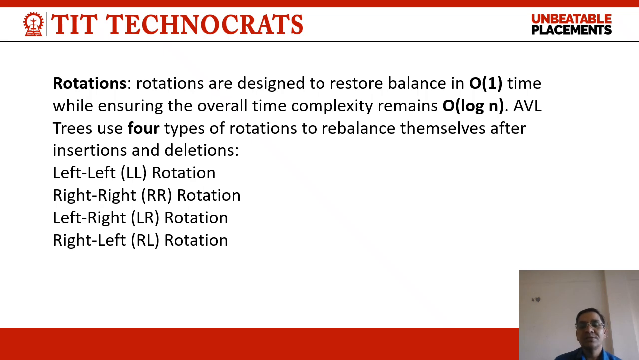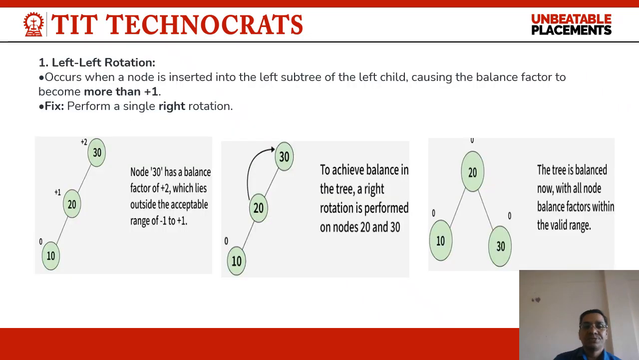Rotations. Rotations are used to balance an unbalanced AVL tree. When the balance factor lies other than -1, 0 and +1, then we can say the AVL tree is unbalanced. So we can rebalance it by using different rotations. There are four types of rotation used to rebalance the tree after insertion or deletion: left rotation, right rotation, left-right rotation and right-left rotation.